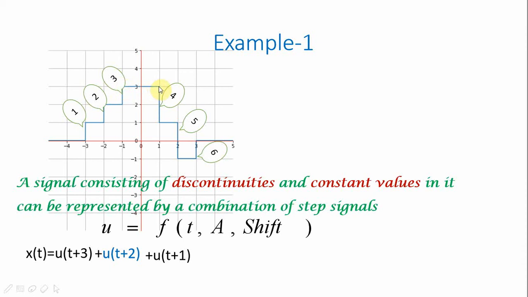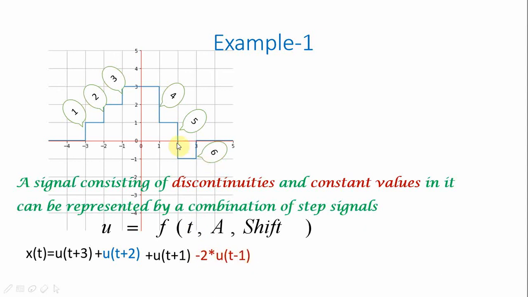At +1, the magnitude decreases from 3 to 1. That means there is a decrease of 2, so we have to subtract a step signal of magnitude 2 shifted to t is equal to 1. That means the signal is minus 2 into u of t minus 1. When the step signal is shifted to the right of 0, it is t minus. So at t is equal to 1, we should add a signal which is minus 2 u of t minus 1.